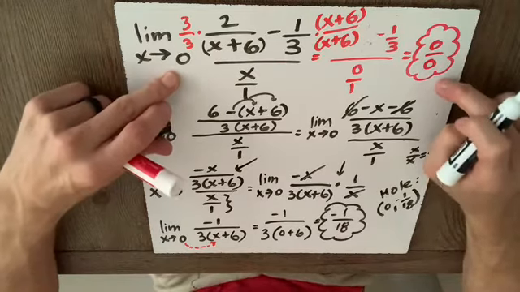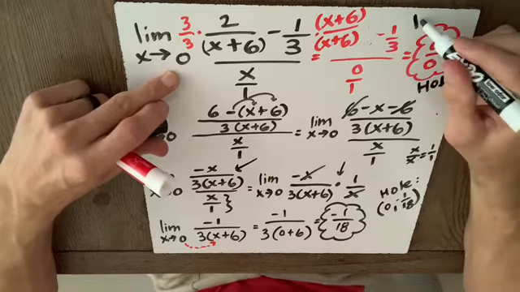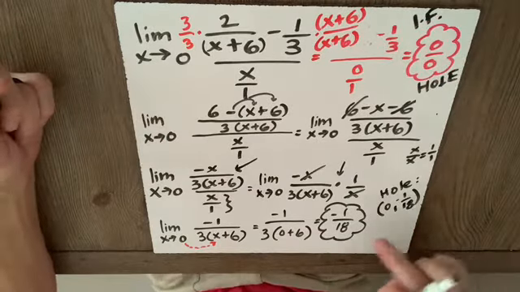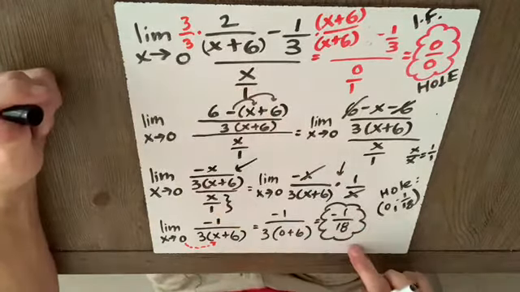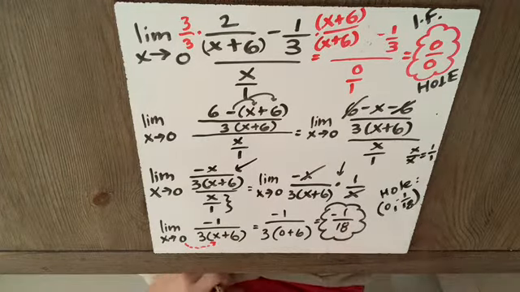We found that immediately. As soon as we got this indeterminate form, we know this IF means we had a hole. Where's the hole? When x approaches 0, y is heading towards -1 over 18. That's the limit. This is the answer.